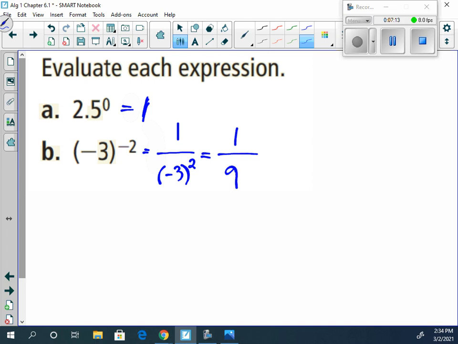So here, because the exponent is negative, we moved it to the denominator. We moved it down so that it would become the +2 exponent. Because now we have 1 over -3 squared. Well, -3 squared is -3 times -3, which would give us 9. So it would be 1/9. Questions on this here? Okay.